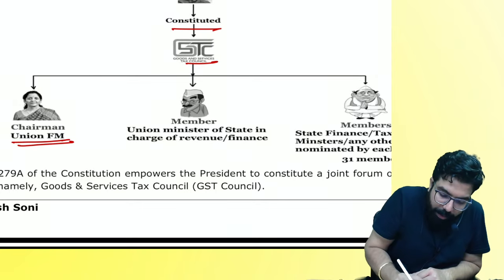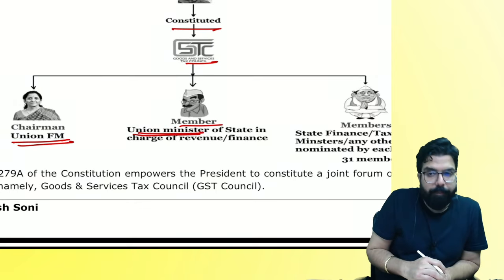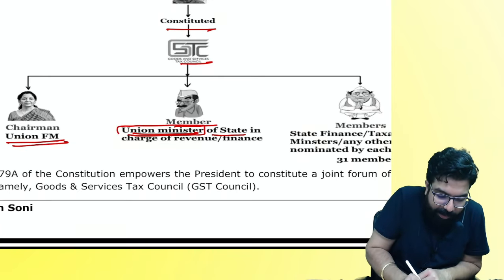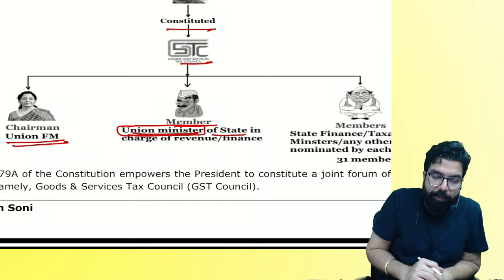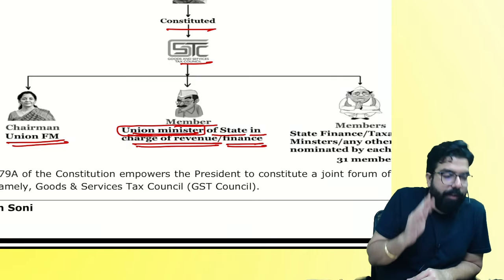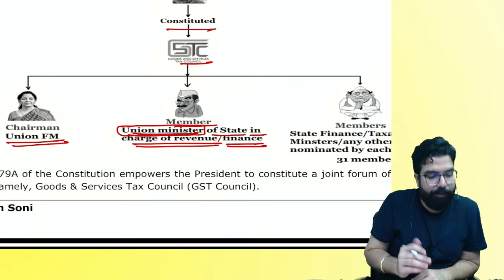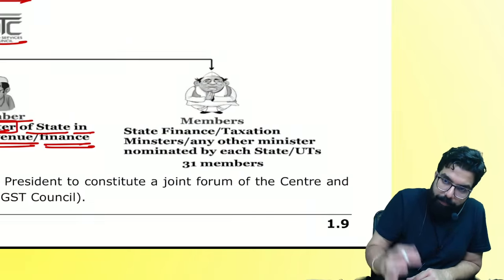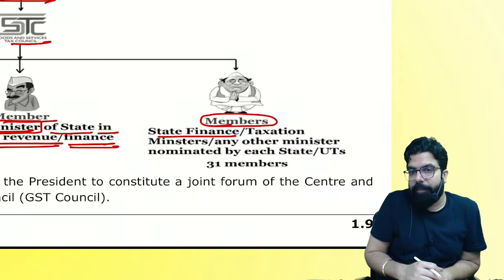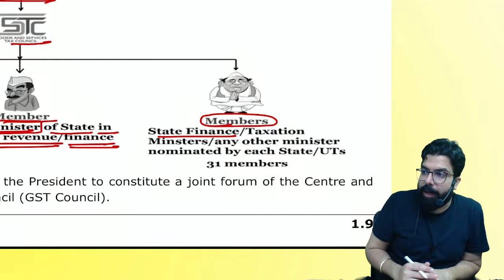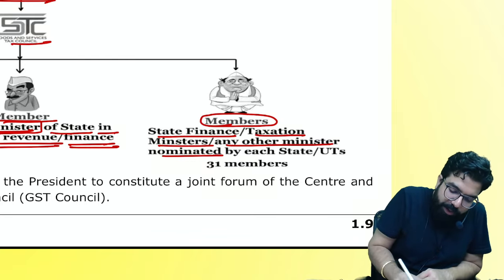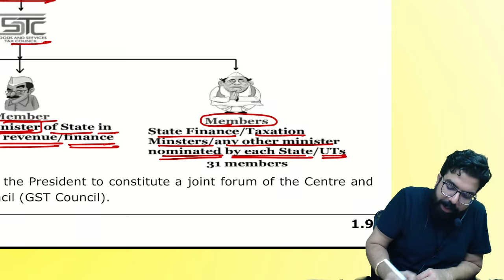Then another member is also a union minister, the central government's minister, but his name is what? Union Minister of State. And he is in charge of what? Revenue and finance. So two members from the union, and how many from the state? Either that state's finance minister, or say Karnataka's taxation minister, or any other minister who is nominated by the state or union territories.